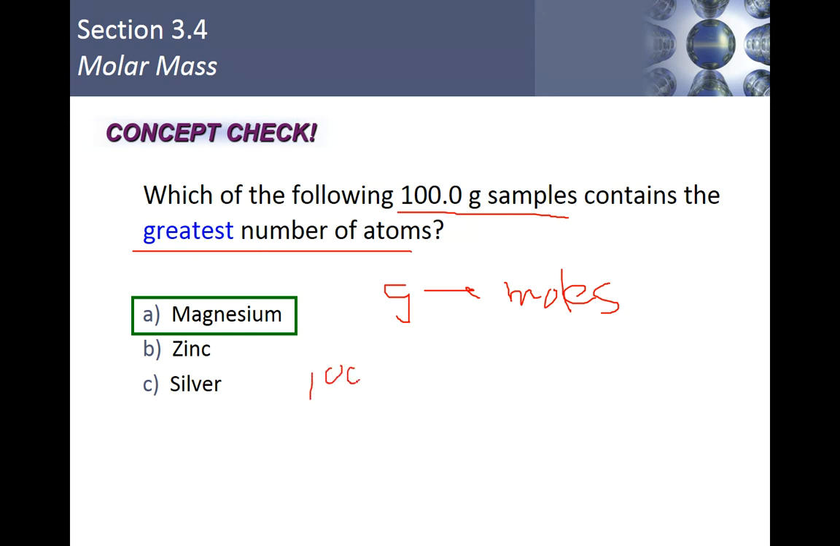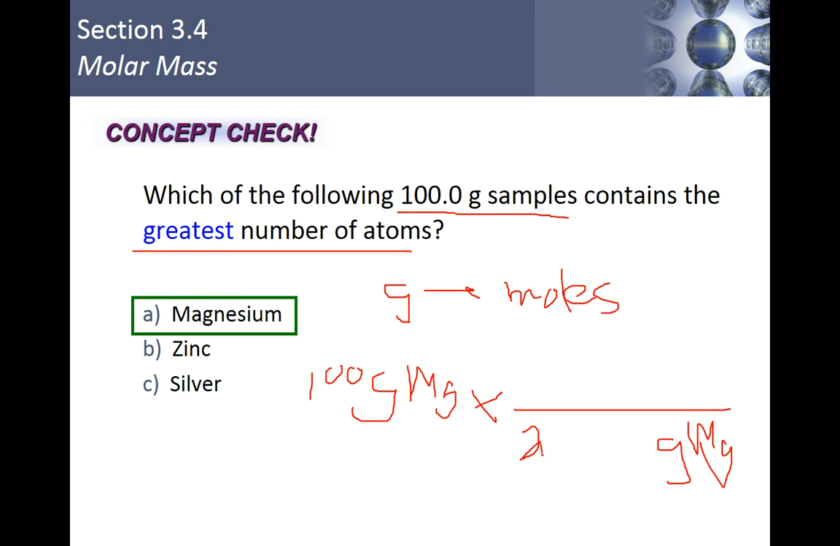So you'd have 100 grams of each of them. You'd have 100 grams of magnesium. You put it down here, times a line. You have your molar mass of magnesium that you find directly from your periodic table. It's 24.305 on the bottom. You're trying to convert to moles of magnesium, and then you get an answer, right?